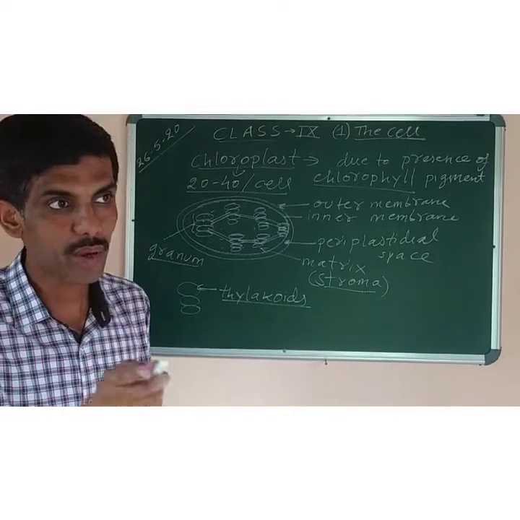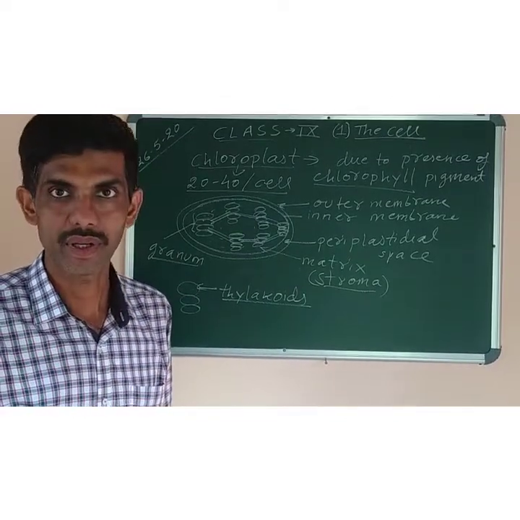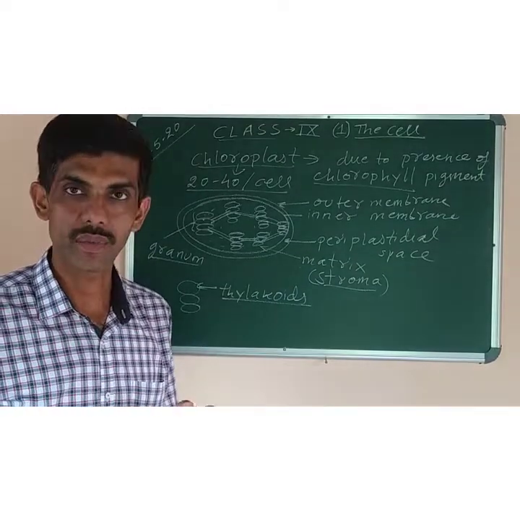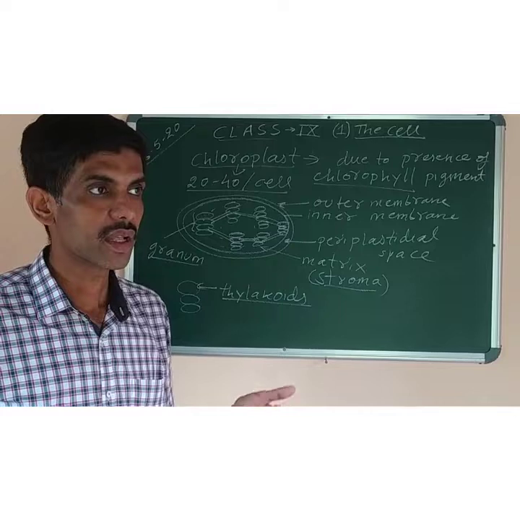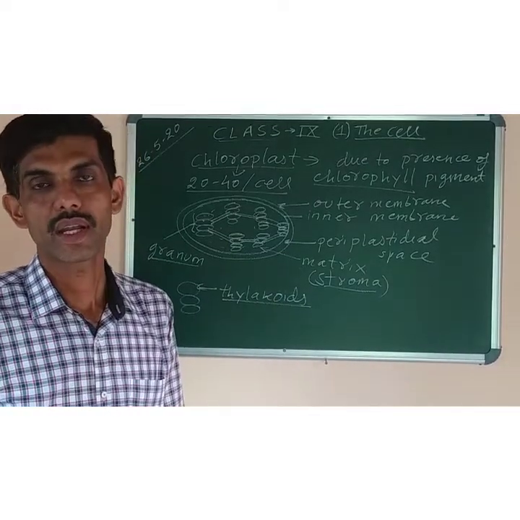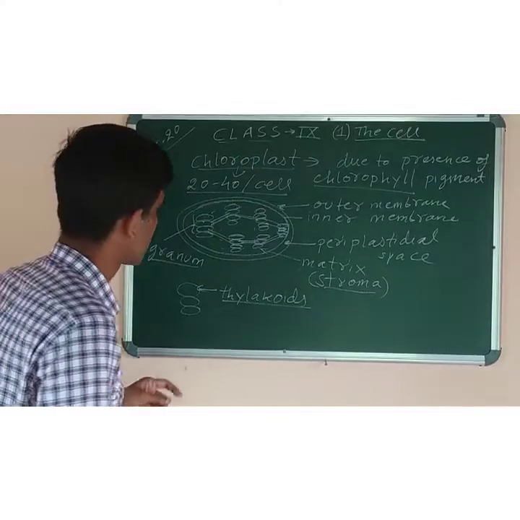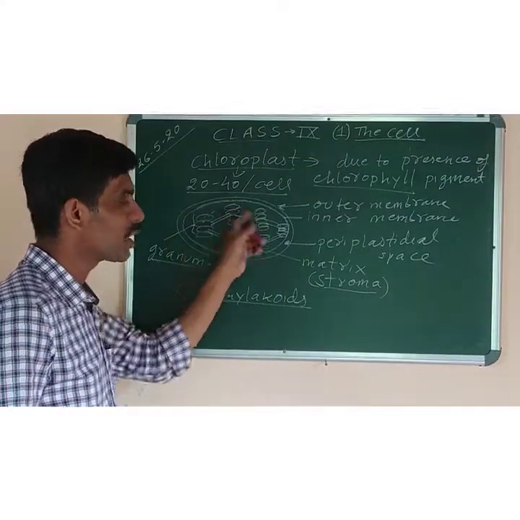Like if you take a Spirogyra, it is a spiral shape. If you take some other organisms like Euglena, oval shape. So if you take the different types of plants, different shapes of chloroplast are present. Now next, what is the number of grana within a chloroplast?